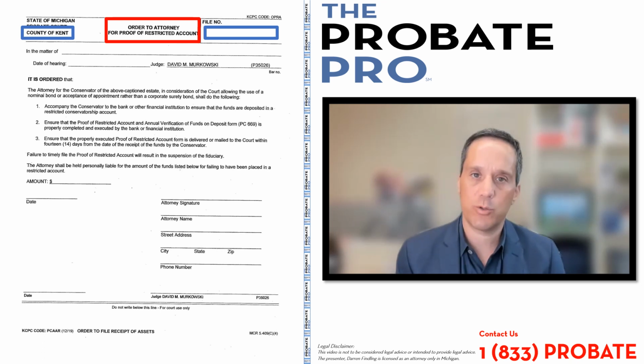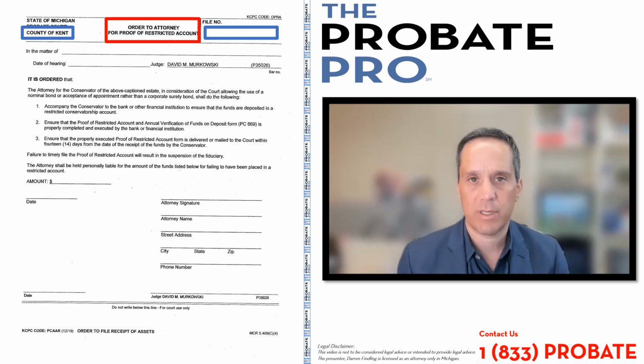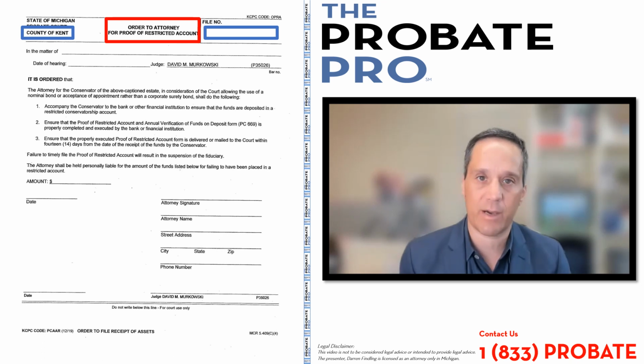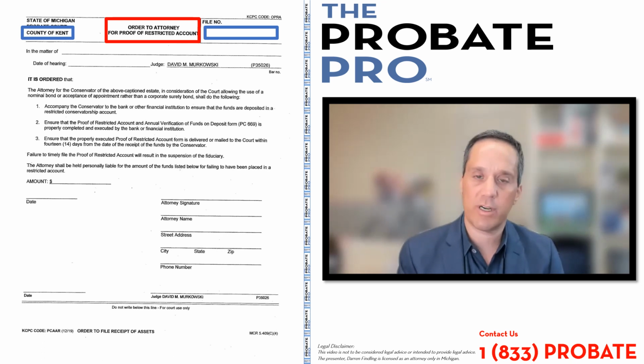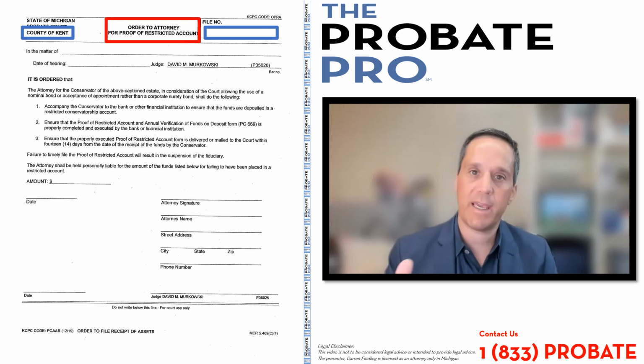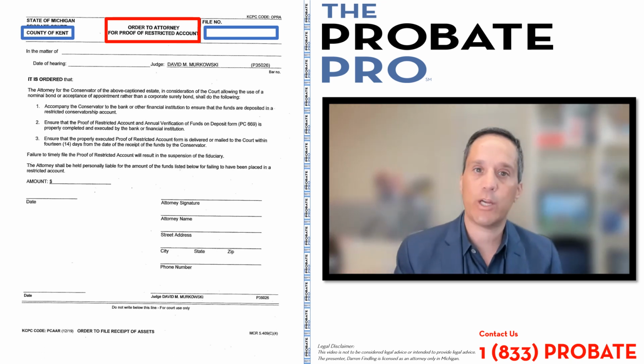This form is used so that in lieu of a bond requirement, the conservator can use a restricted bank account. The goal here for the court is to make sure that the monies from a settlement or from an inheritance make their way into the restricted bank account. The court is concerned that from the time period from the settlement or distribution, the money may get misappropriated or incorrectly deposited into the wrong account.